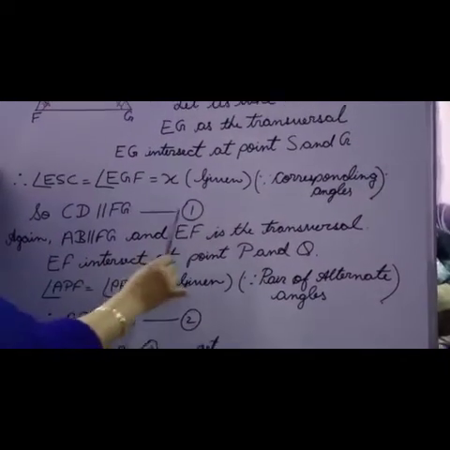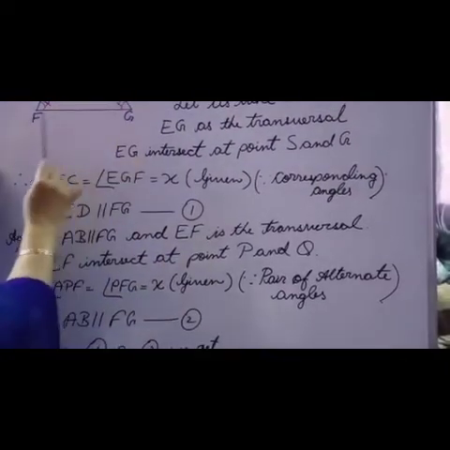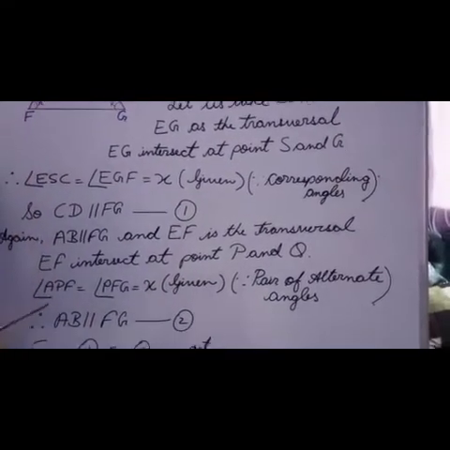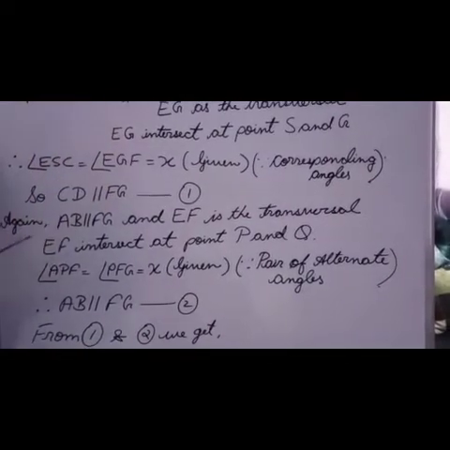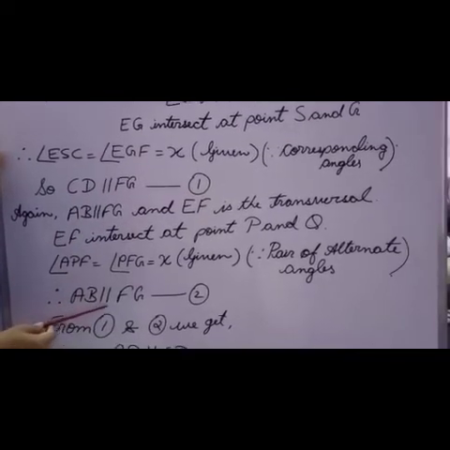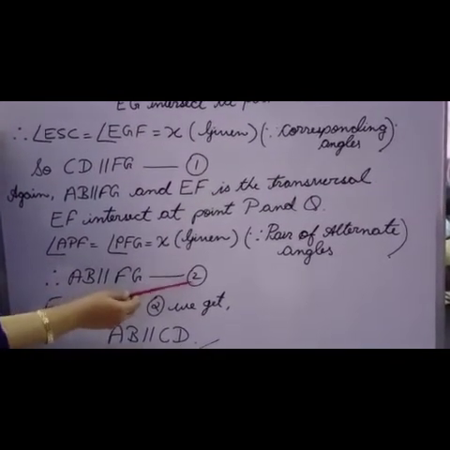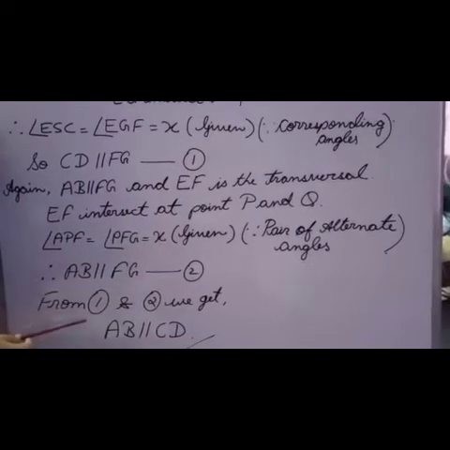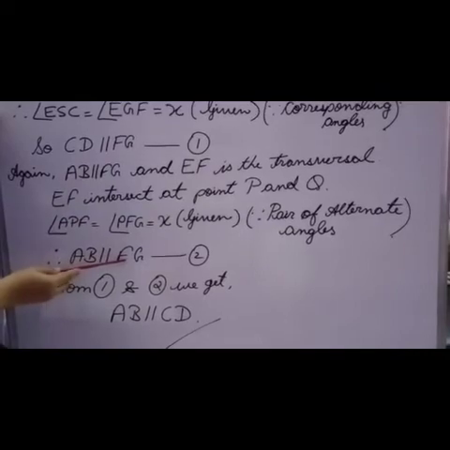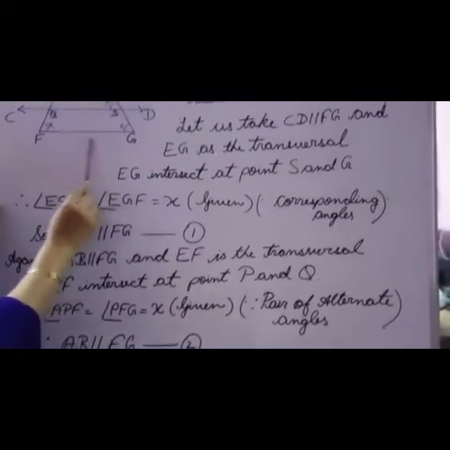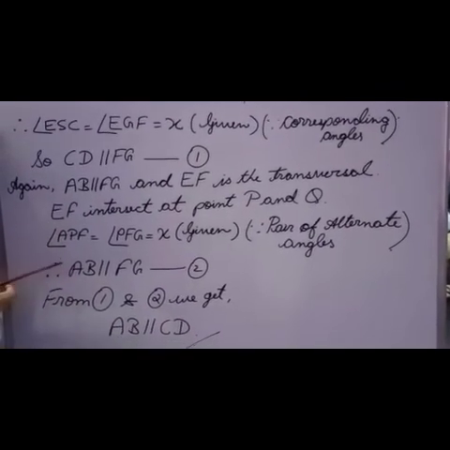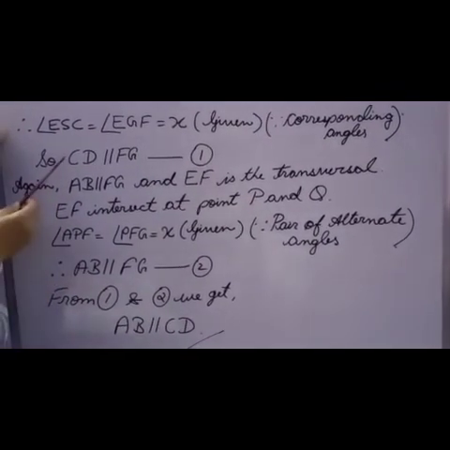Now this is statement 1, which I have already proved, that CD is parallel to FG. With this property I will also prove that AB is parallel to FG. So CD is parallel to FG, I have made statement 1. AB is parallel to FG, I have made statement 2. So from 1 and 2 we get that AB and CD are both parallel to FG, and FG is common. That means this line is common. So we can say that AB is parallel to CD.